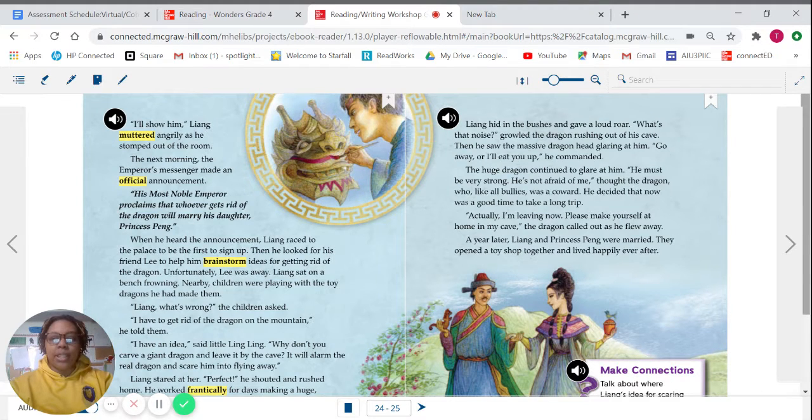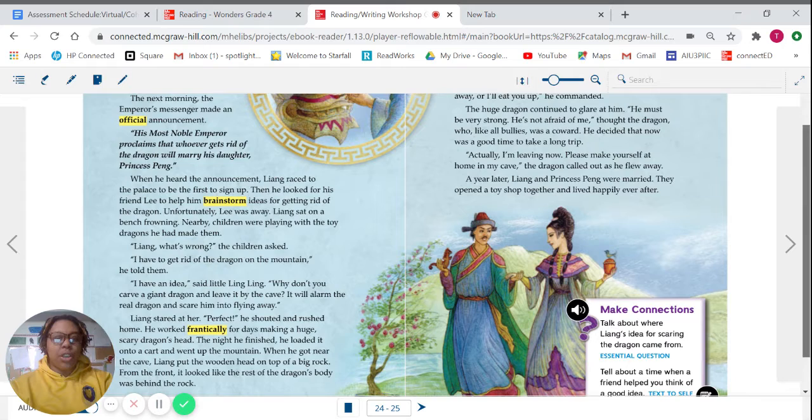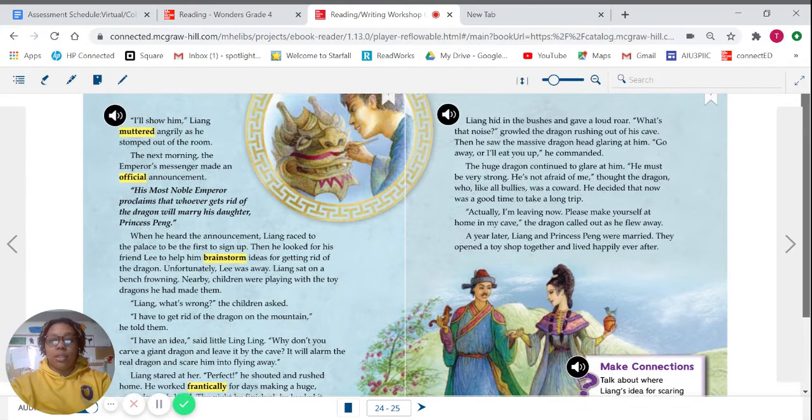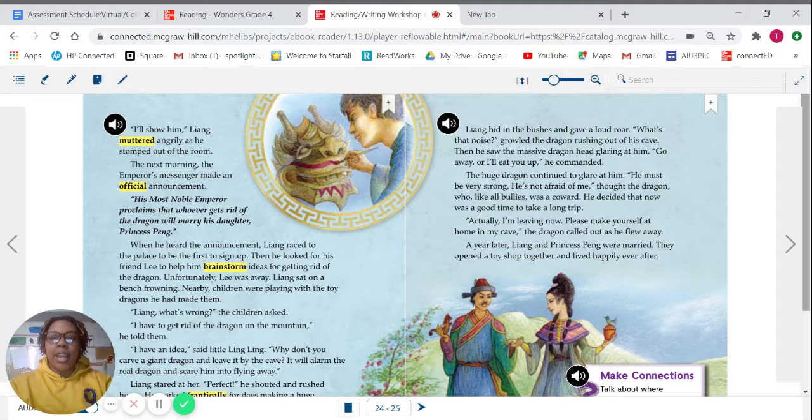He worked frantically for days, making a huge, scary dragon's head. The night that he finished, he loaded it onto a cart and went up to the mountain. He got near the cave. Liang then put the wooden head on top of a big rock. From the front, it looked like the rest of the dragon's body was behind the rock. Liang hid in the bushes and gave a loud roar.